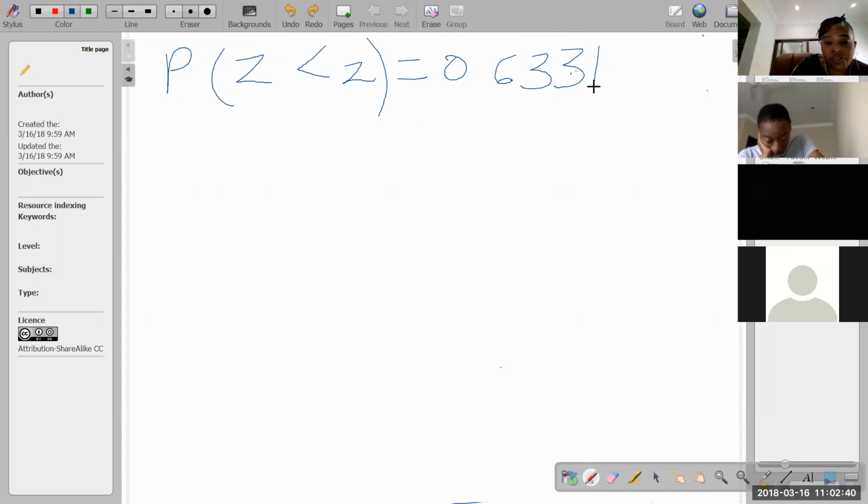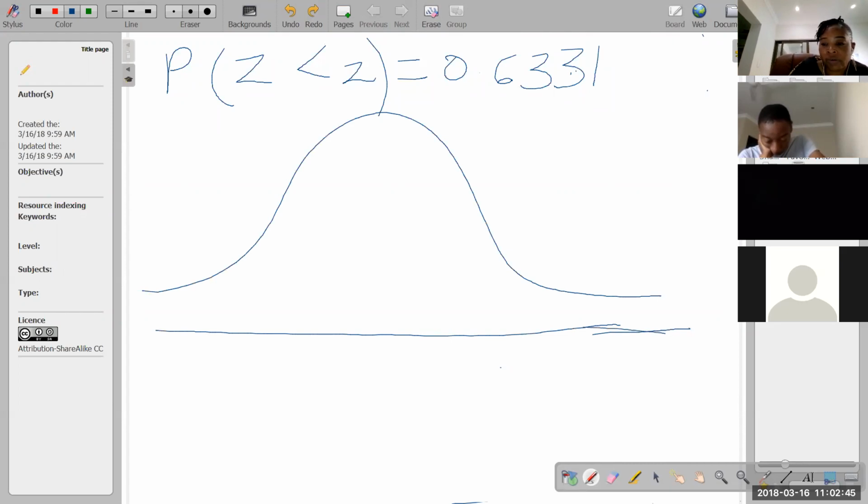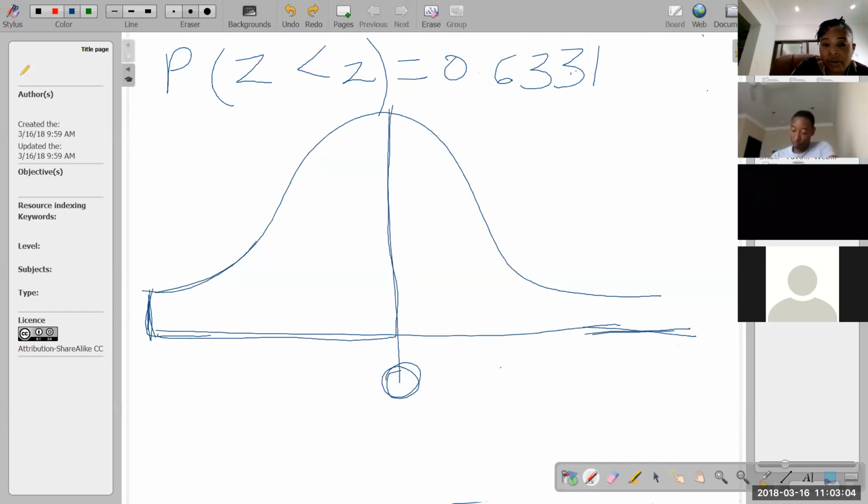What this means is that if you draw your graph, the best you can get is 0.5, which is up to 0. The area from one point to the other is 0.6331. Since this area is 0.5, that means 0.6331 must be greater than that area. So let's put this at 0. So this area is 0.6331.